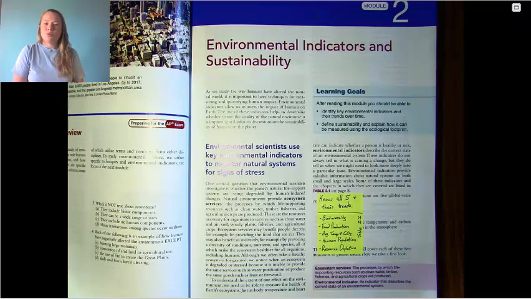Welcome to Module 2 of AP Environmental Science. This module covers environmental indicators, which is a way that environmental scientists judge how healthy the overall state or condition of a particular environmental system is. It also discusses a little bit about sustainability. It just touches on that topic.